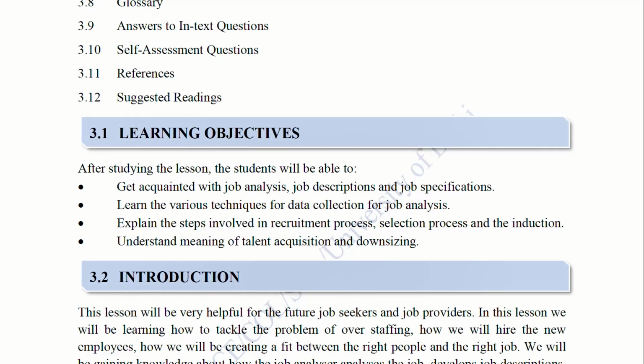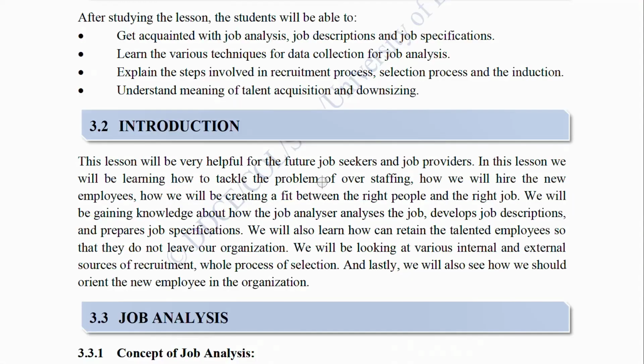3.1 Learning Objectives. After studying the lesson, the students will be able to get acquainted with job analysis, job descriptions, and job specifications. Learn the various techniques for data collection for job analysis. Explain the steps involved in recruitment process, selection process, and the induction. Finally, understand meaning of talent acquisition and downsizing.